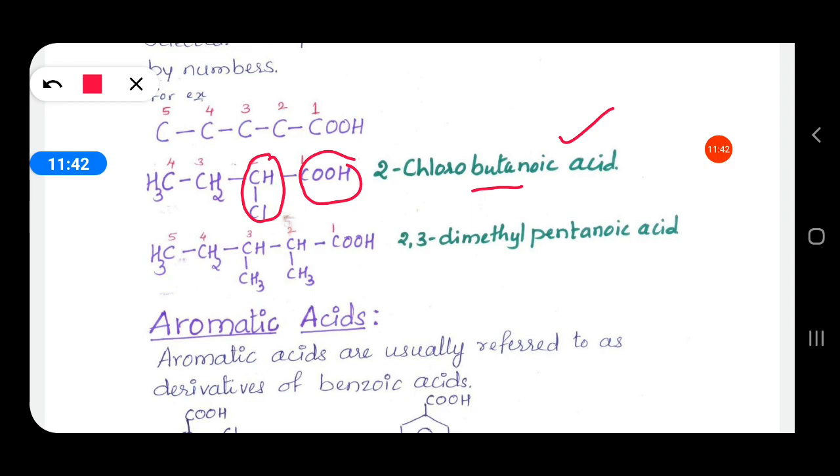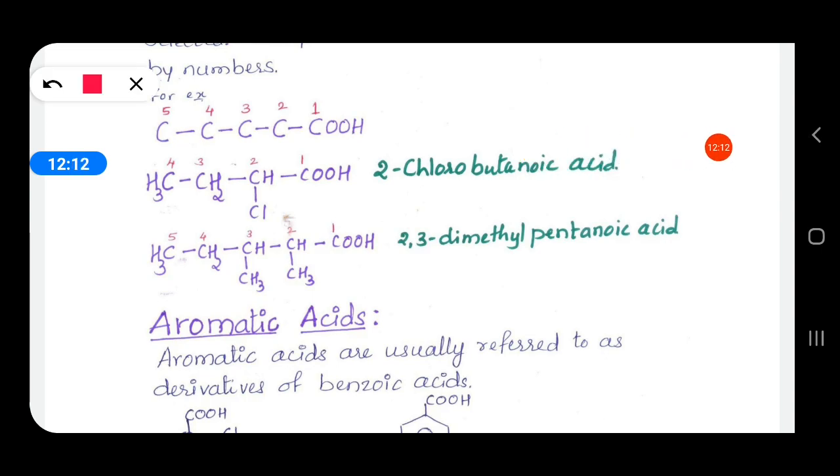Here 5 carbons are there in the straight chain, so it is pentanoic acid. On the second carbon and third carbon, 2 methyl groups are present. So with the position numbers, it is 2,3-dimethylpentanoic acid. So like this, the carboxylic acids are named.